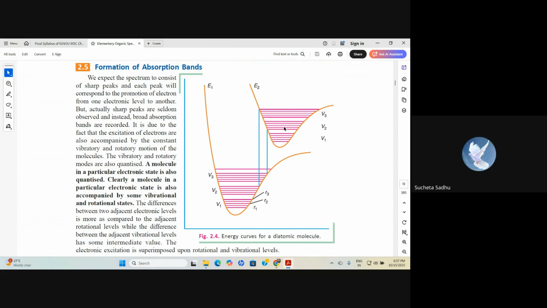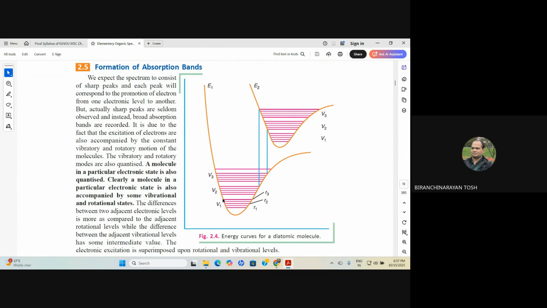Yes, sir. That's why I told you, in an electronic transition, if it changes from one energy level to another, there is spin. Spin means the rotation again. So if there is a change in spin, then that is not allowed. That is forbidden. Now I think you got the clear idea.